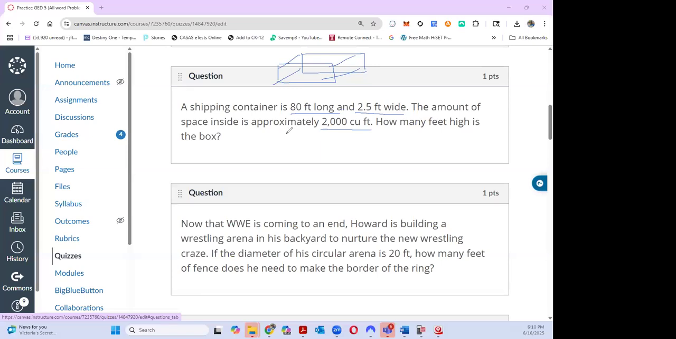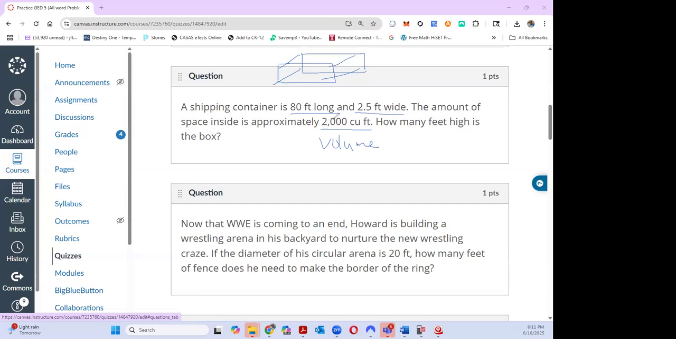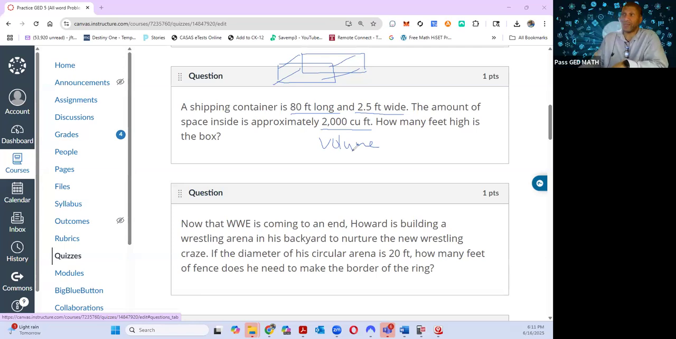The amount of space inside is approximately 2,000 cubic feet. This is the volume. Your volume is how much something holds. They didn't say the volume is, you have to know. It's two clues. First of all, the amount of space inside, and then the measurement, cubic feet. That tells you they gave you the volume.